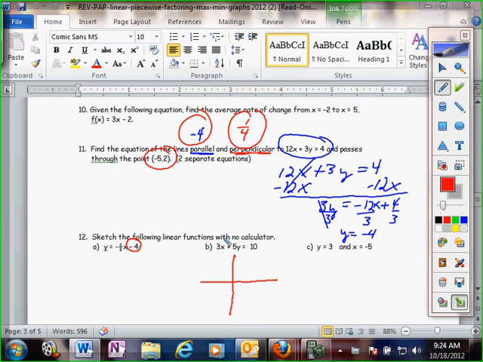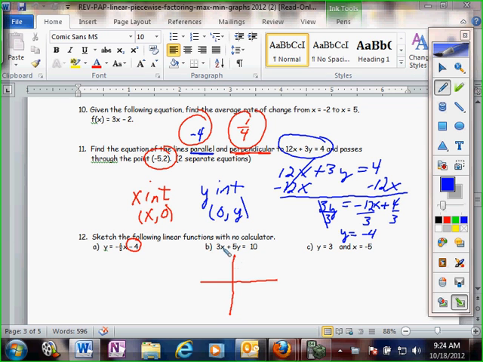Find the intercepts. Remember, the x-intercept is that ordered pair where you have some x but y is 0. And then the y-intercept is some point where x is 0, and then you have some y value. So graph this using the intercept method.